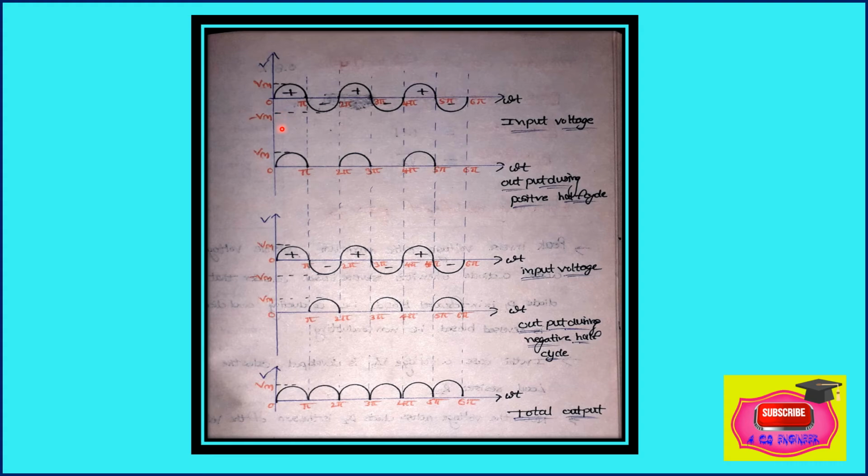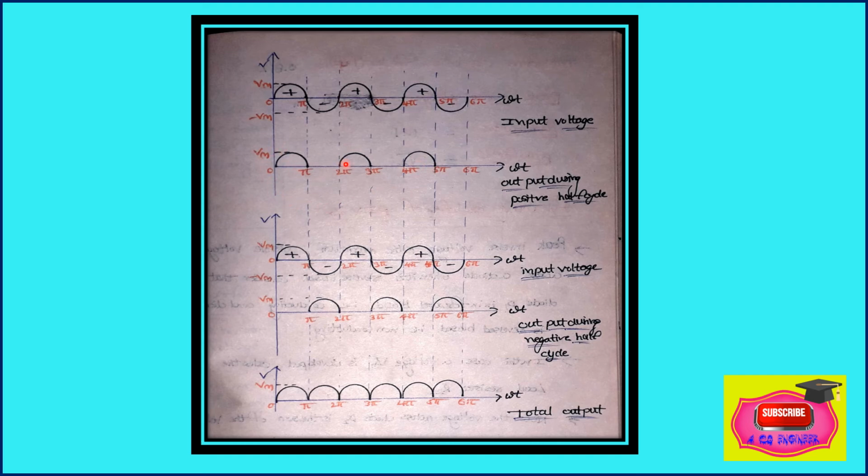Here we see the input voltage, the sinusoidal signal or AC voltage. This is the peak value, this is the negative peak value. This is the positive half cycle and this is the negative half cycle. The output during the positive half cycle is positive across the load.